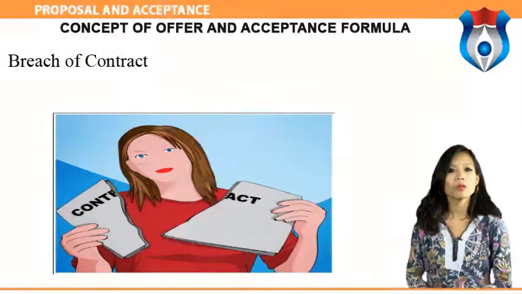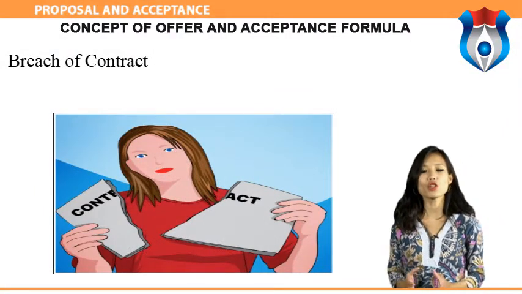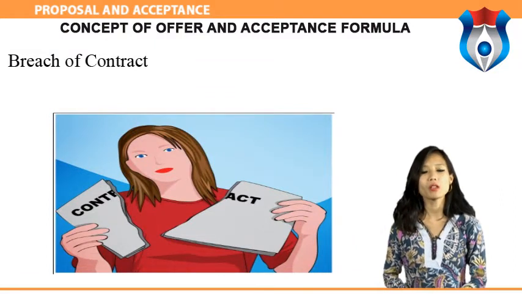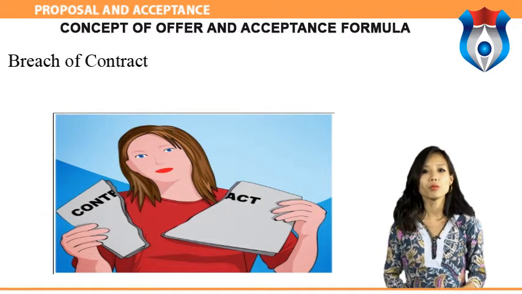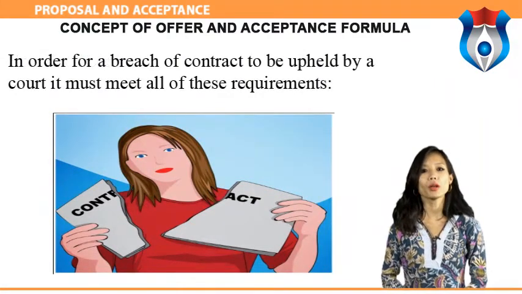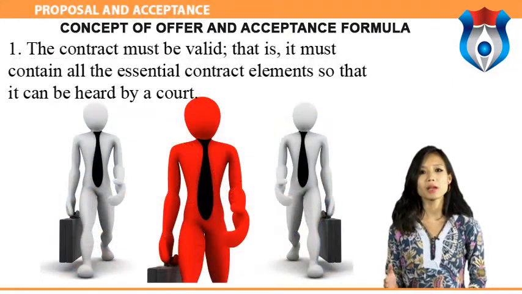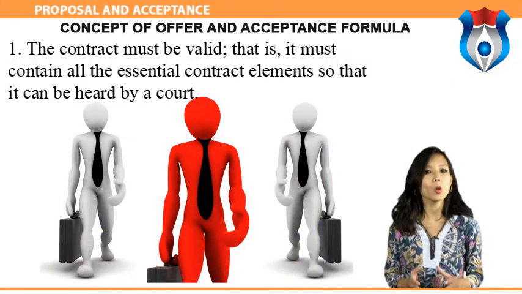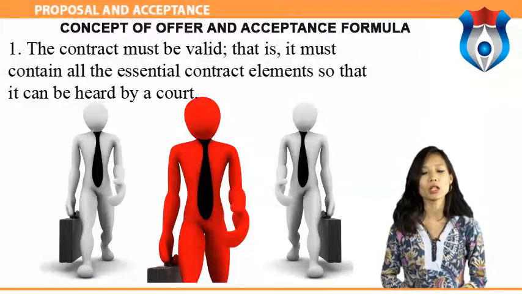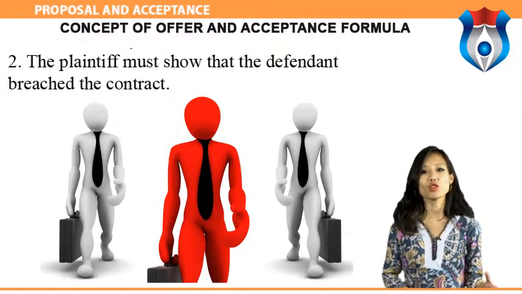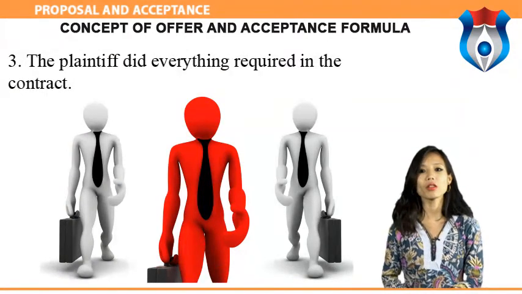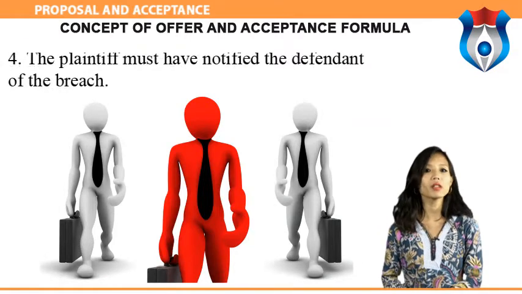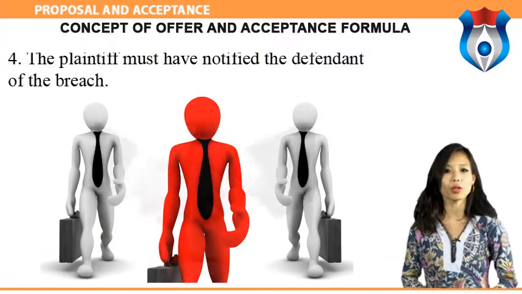Breach of contract. It is a legal term that describes a violation of a contract or agreement in which one party fails to fulfill its promises or interferes with the ability of another party to fulfill its duties. In order for a breach of contract to be upheld by a court, it must meet all of these requirements. The contract must be valid, that is, it must contain all the essential contract elements so that it can be heard by a court. The plaintiff must show that the defendant breached the contract. The plaintiff did everything required in the contract. The plaintiff must have notified the defendant of the breach.